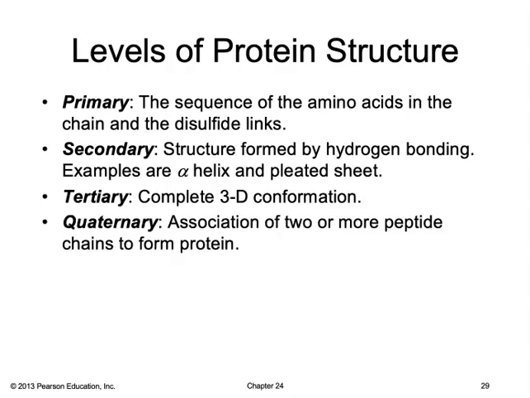And then sometimes you have to talk about quaternary structure, and this is something where 2 or more different proteins come together to form a larger aggregate protein. A great example of this would be something like insulin or hemoglobin, which are really common examples.